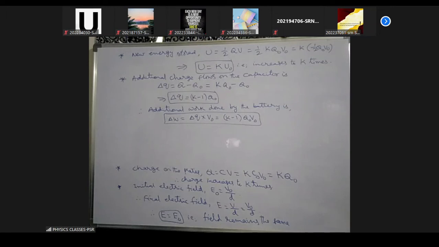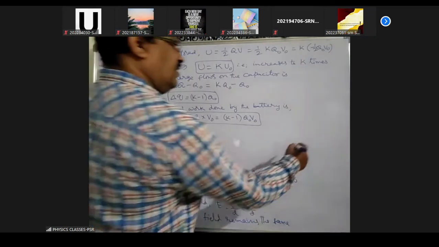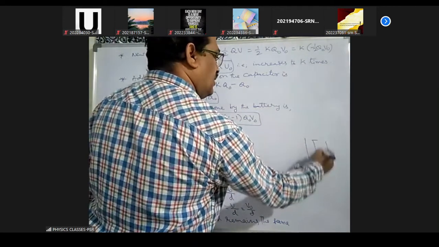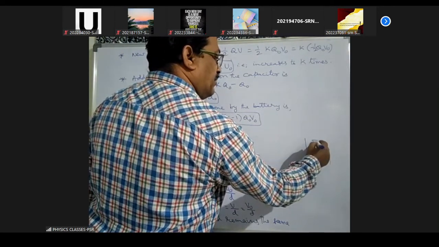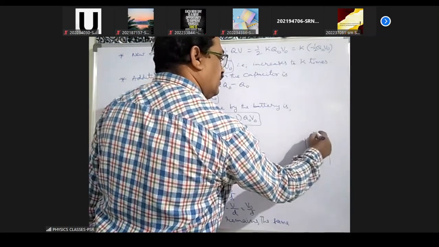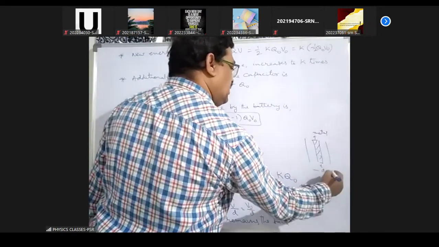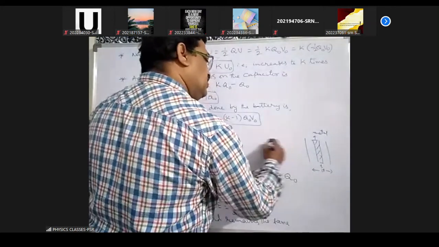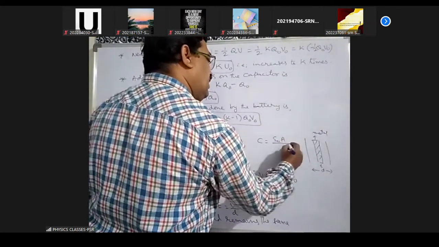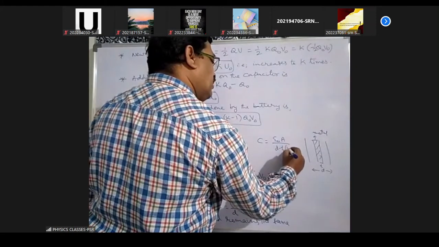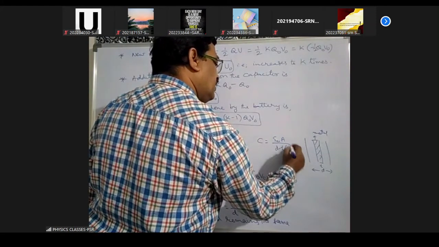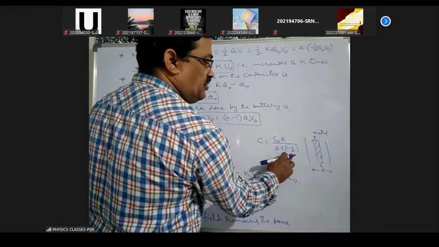So if a metal slab of thickness T is introduced between the plates, then what is the capacity? Here, this is a metal slab. So the dielectric constant is infinity. This distance is d. If any dielectric is introduced, the capacity C is equal to epsilon naught A by d minus T into 1 minus 1 by K. If metal slab is used, K is equal to infinity.